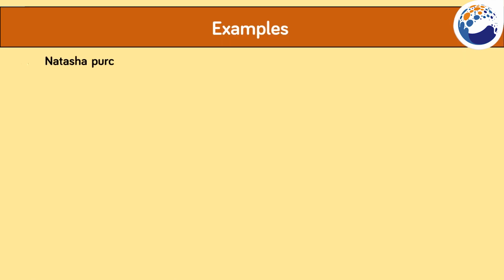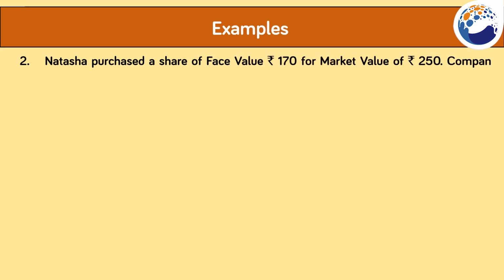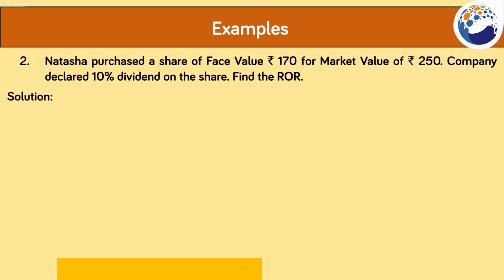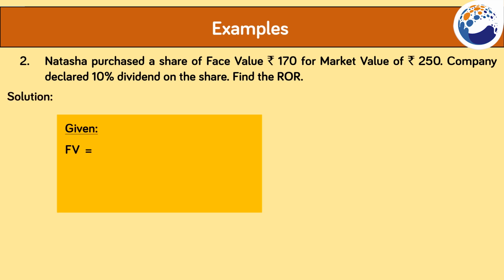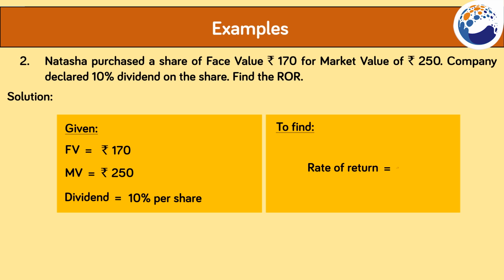2. Natasha purchased a share of face value Rs 170 for market value of Rs 250. Company declared 10% dividend on the share. Find the rate of return. Given face value is equal to Rs 170, market value is equal to Rs 250, dividend is equal to 10% per share. To find rate of return.